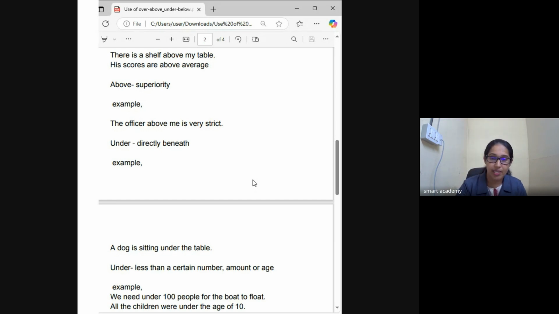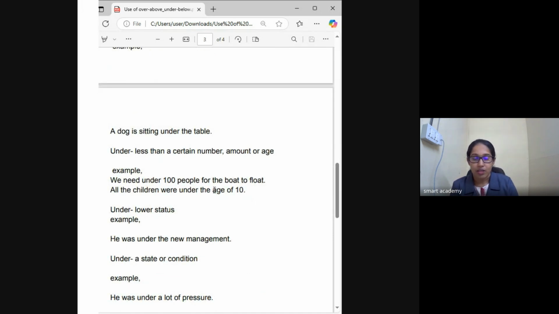The next one is under, to show less than a certain number, amount or age, whatever it is. Under the age of 10. Under 100 people, the boat will float only if there are fewer than 100 people. Under 100 people for the boat to float.